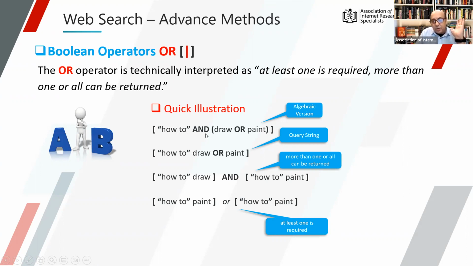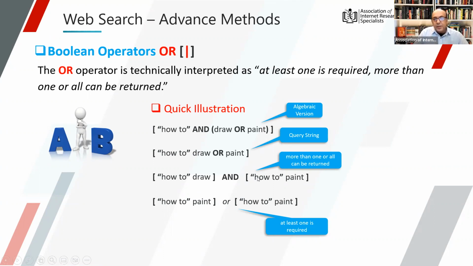And if we want to run it as a query, we are not going to use AND. We can use how to as a mandatory factor that needs to be returned as part of the content page. However, the word draw or the word paint is a choice where either of these can be attached to how to, or both can work where how to draw or how to paint would show up in the same content pages. So that's the difference in how it is explained algebraically and how it is run inside of the search box.